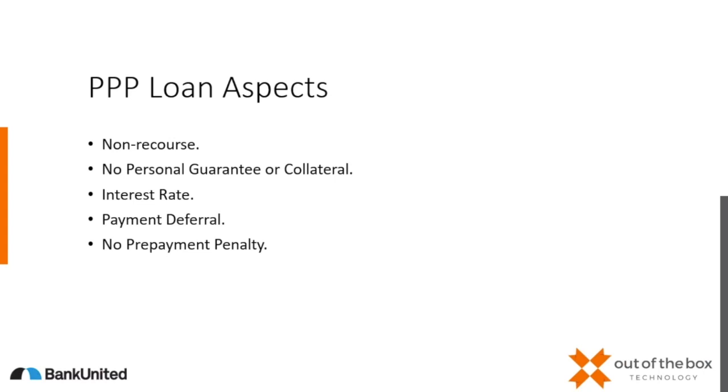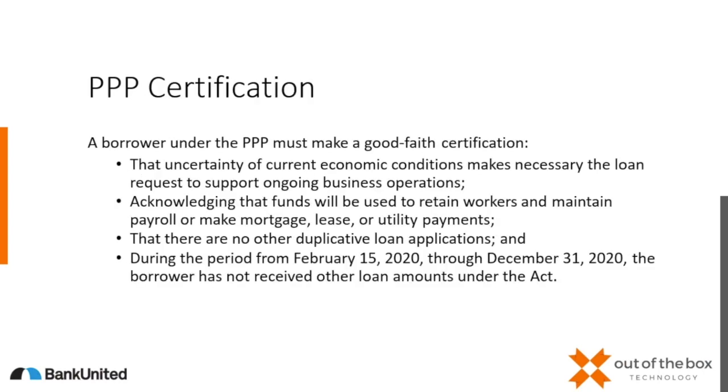Certification. The next slide, please. So with all that being said, it really leads in nicely to this slide. When you sign your documentation or when you apply, depending on how your bank wants to structure the documents, you or your client, the business owner, is going to certify that because of the uncertainty of the economic conditions, you are requesting the loan to support ongoing business operations, meaning you're going to keep your business open.